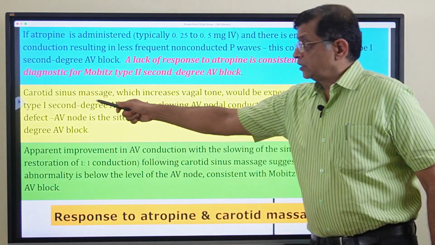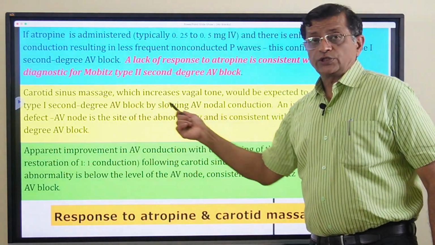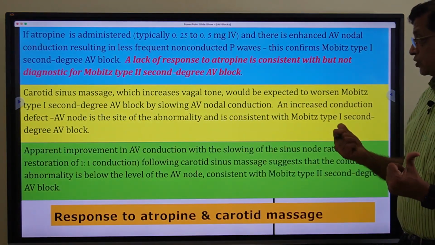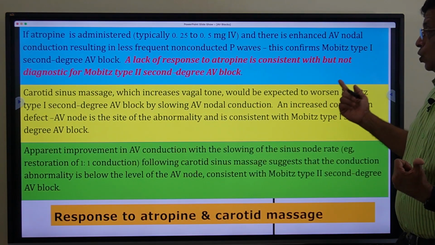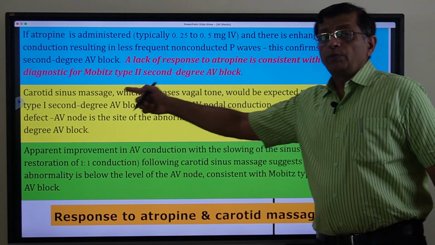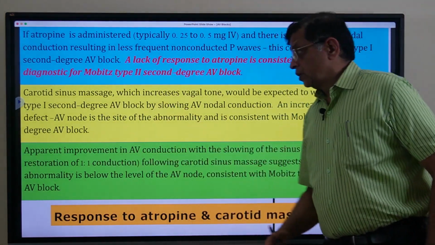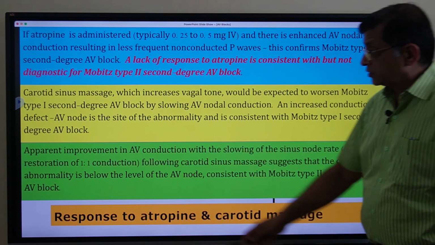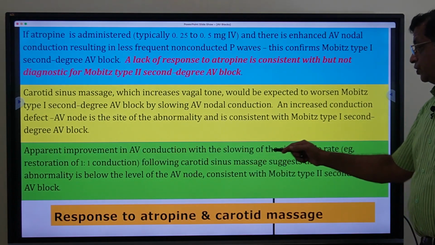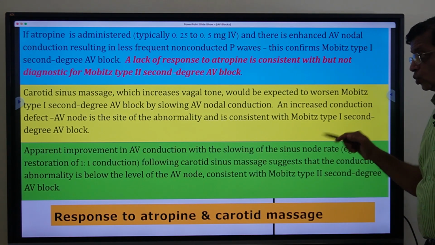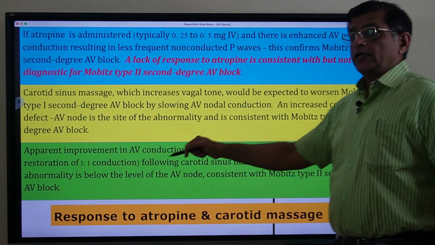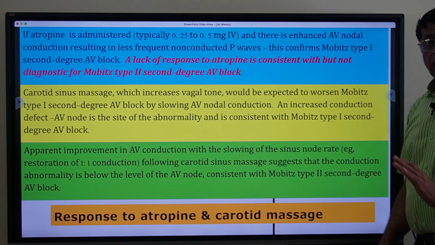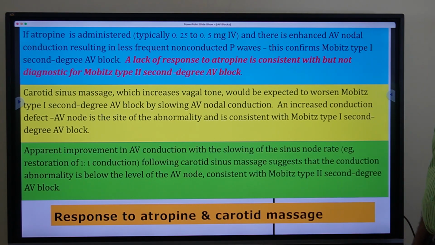Likewise, another maneuver you can do is carotid sinus massage. Carotid sinus massage stimulates the vagus nerve and increases the vagal tone. So you expect that Mobitz type 1 block will worsen. In case there is a contradiction, that is, there is apparent improvement in AV conduction with the slowing of sinus node impulses due to carotid massage, then it is more likely that this is Mobitz type 2 AV block. So this can help in differentiating Mobitz type 1 and type 2.